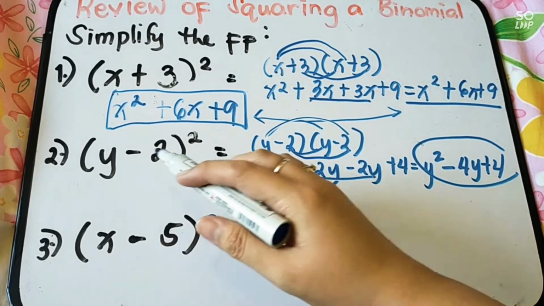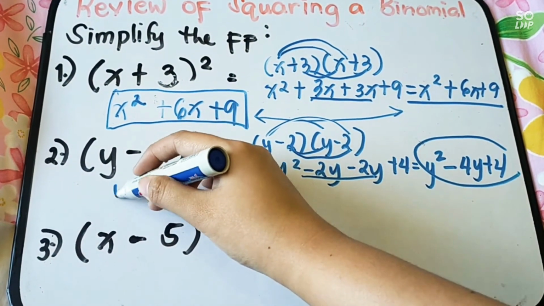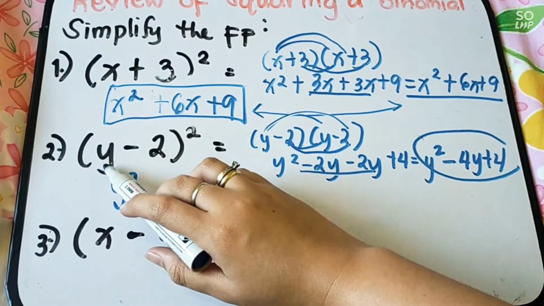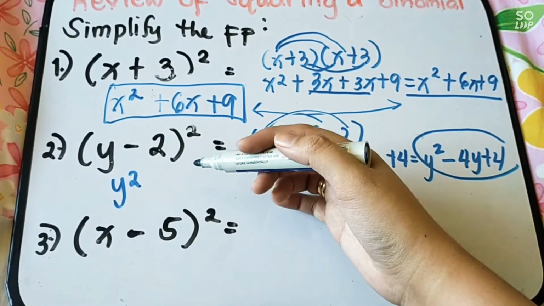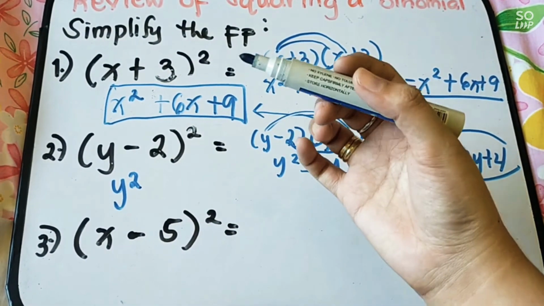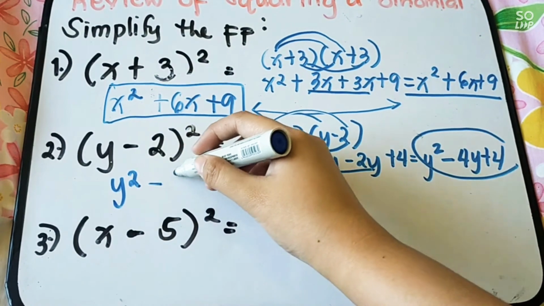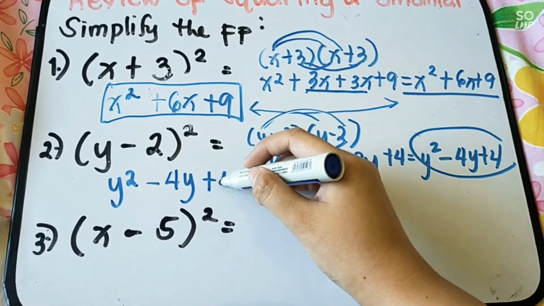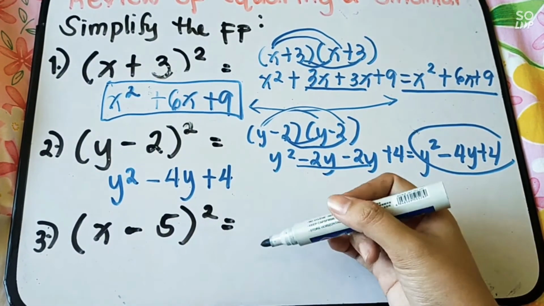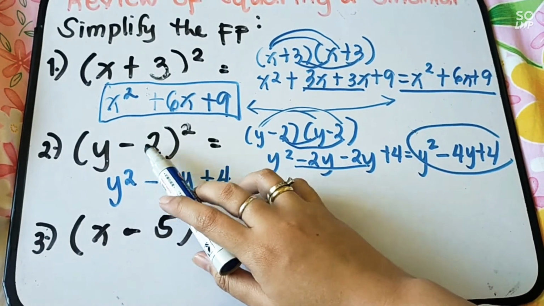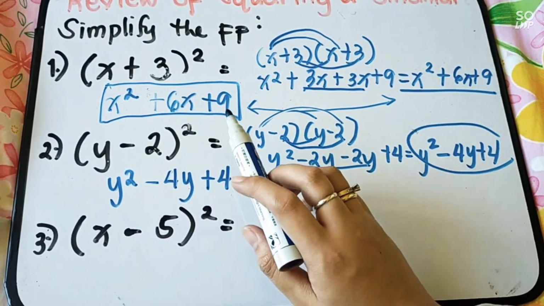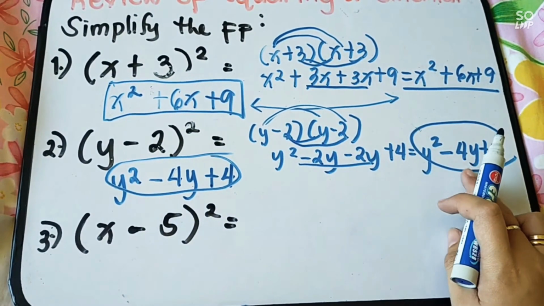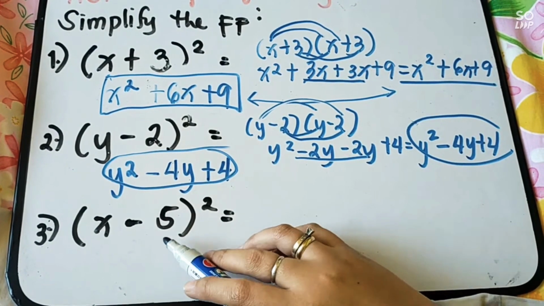So, dun tayo sa short way. Squared mo yung first term, ang sagot dun ay y squared. Multiply mo tong dalawang term. Negative 2 times y, the answer is negative 2y. Tapos nun, multiply mo ulit siya sa 2. Negative 2y times 2, the answer is negative 4y. Then, squared mo itong 2. The answer is plus 4. Tandaan po, laging ang dulo niya ay positive, kasi negative 2 then squared, meaning negative 2 times negative 2 is positive. Okay? So, this is now your answer.